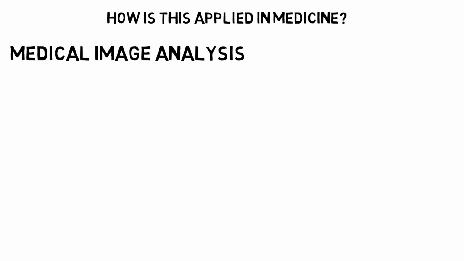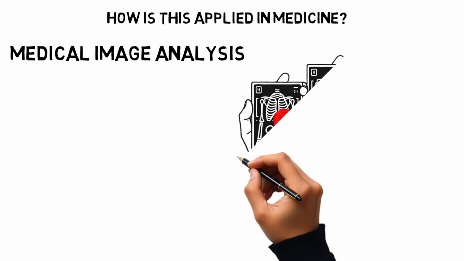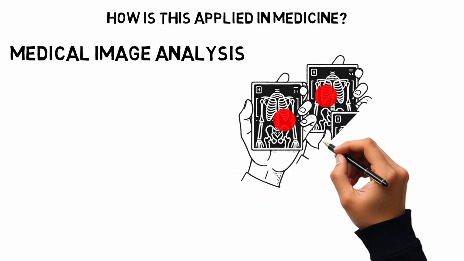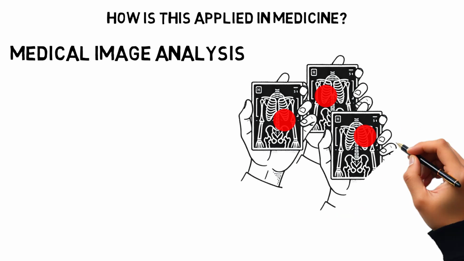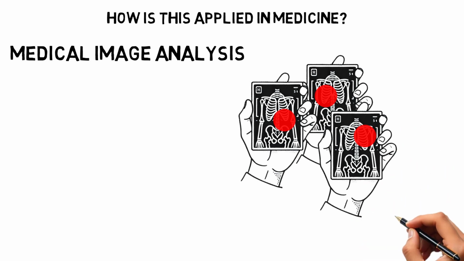Now let's explore some applications in medicine and pharmacology. Medical image analysis. One of the most popular examples of using semi-supervised learning is medical image analysis. In real-world practice, we often have only a small amount of labeled data, such as X-ray images with diagnoses, while most of the images remain unlabeled. With semi-supervised learning, we can effectively use both labeled and unlabeled images to train models that can recognize diseases, such as cancer or tumors, even with limited labeled data.